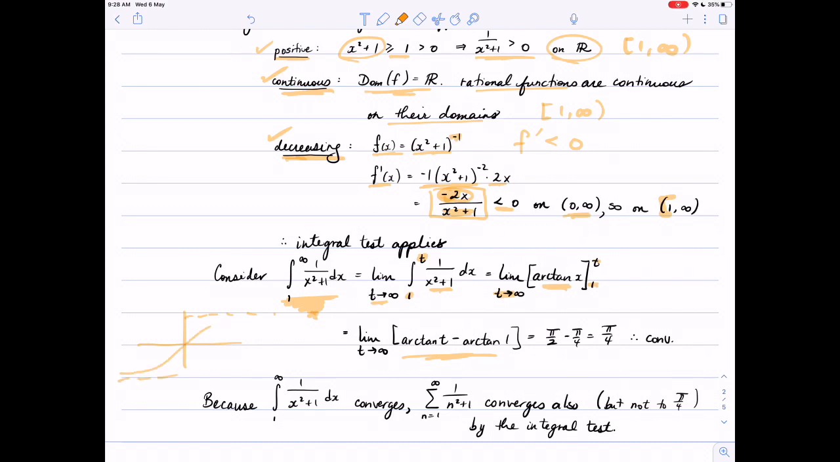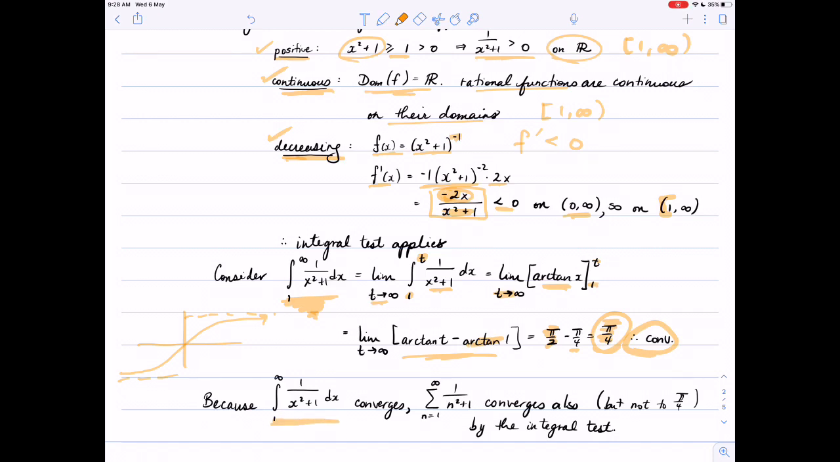So here is that limit, and the arctan function, we've used this several times already. The arctan function as you go to infinity goes to pi over 2. Arctan of 1 is pi over 4. This gives us a value of pi over 4, which is actually irrelevant as far as the value goes. It converges. That's the important part.